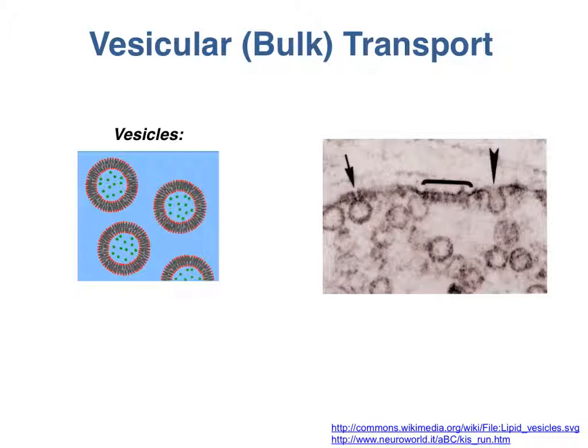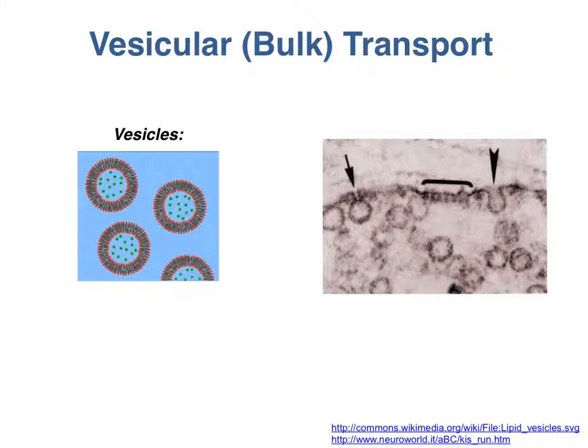One last category of membrane transport. It's a type of active transport, but it's different than what we've discussed so far, and this is called vesicular transport. It's transport using these little membrane-bound droplets called vesicles. It's sometimes also called bulk transport because a cell can use it to transport large molecules or large quantities of molecules. Here you're looking at an electron micrograph of vesicular transport.